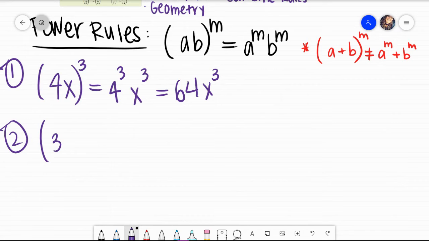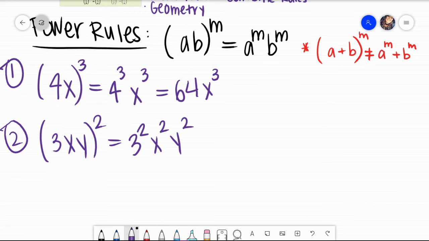Say we have 3xy all being raised to the second power, following the power rule, which states that if you have multiple bases inside of parentheses, all being raised to a power, each base inside of your parentheses will be raised to that power. So what you would do here is individually break apart every term inside of your parentheses, raising each of them to the power that's on the outside of your parentheses.